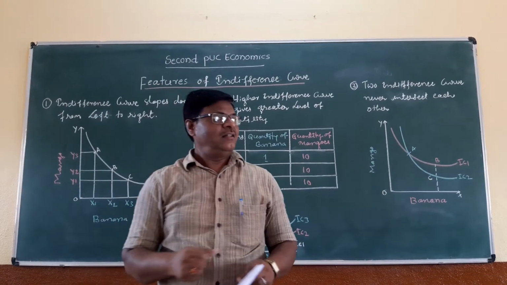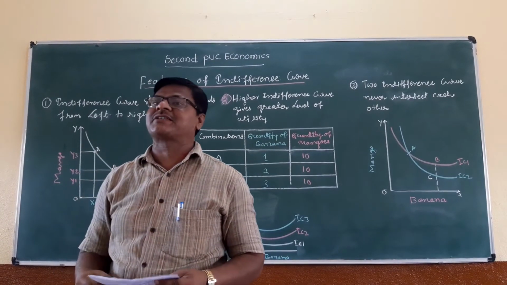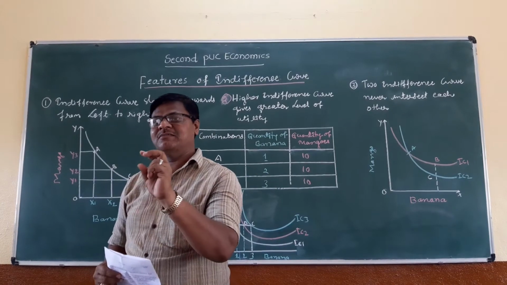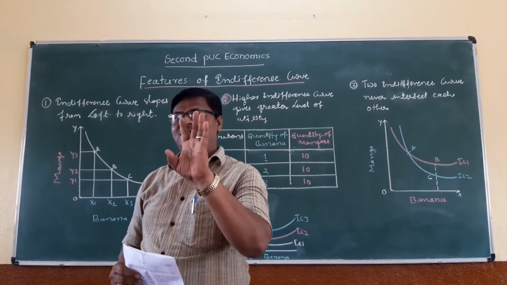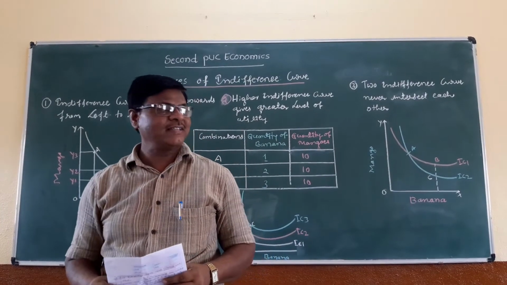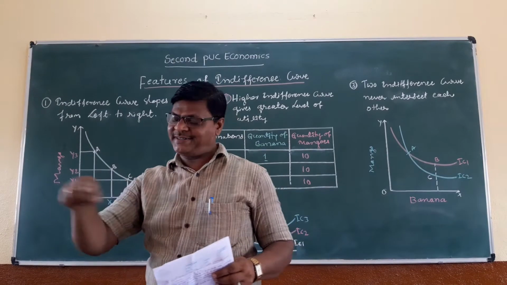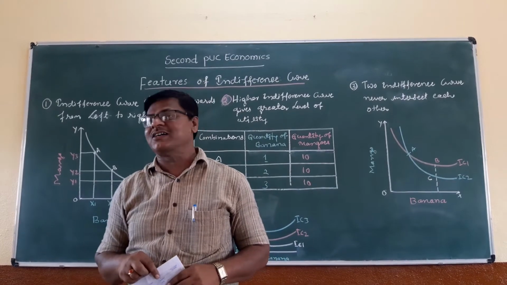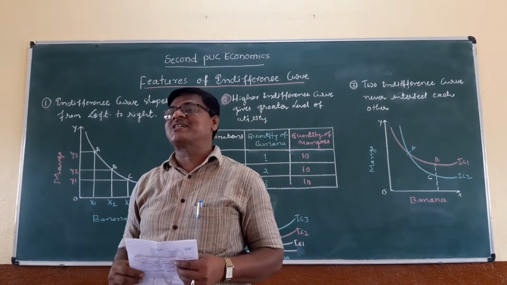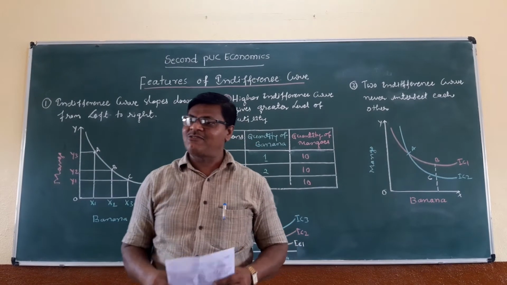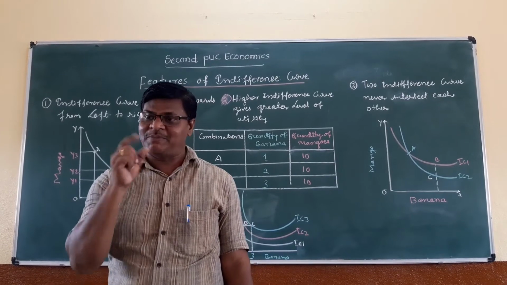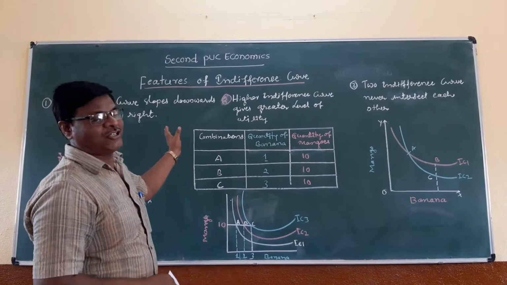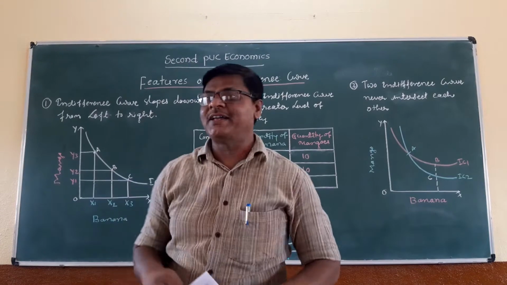These are the most important features of indifference curves. There are a number of properties, but in the syllabus we have to study three features. First, the indifference curve slopes downwards from left to right. Second, the higher indifference curve gives greater utility or more satisfaction. Number three, two indifference curves never intersect each other.